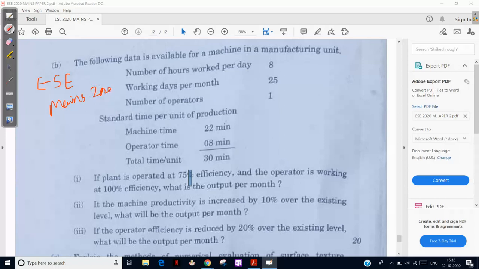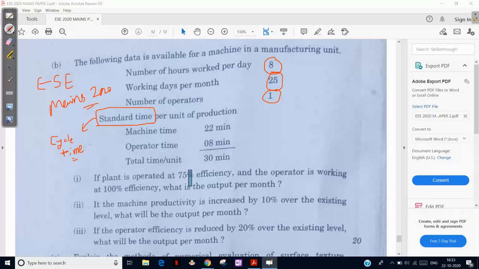So the question is: the number of hours in a working day of a company is 8 hours, and this is the data given for one manufacturing unit. Number of working days per month is 25, and the number of operators is only one. The standard time per unit production means the total time, machining time as well as the surplus time, and generally in industry it is also known as cycle time. This time means the minimum time required for complete production of one unit.